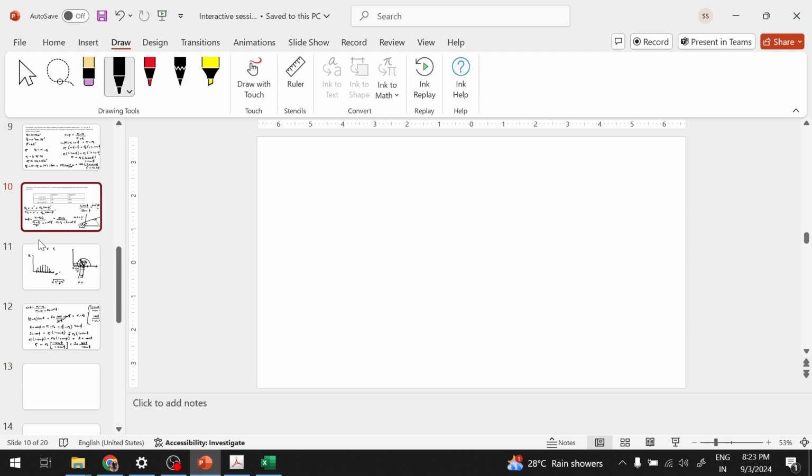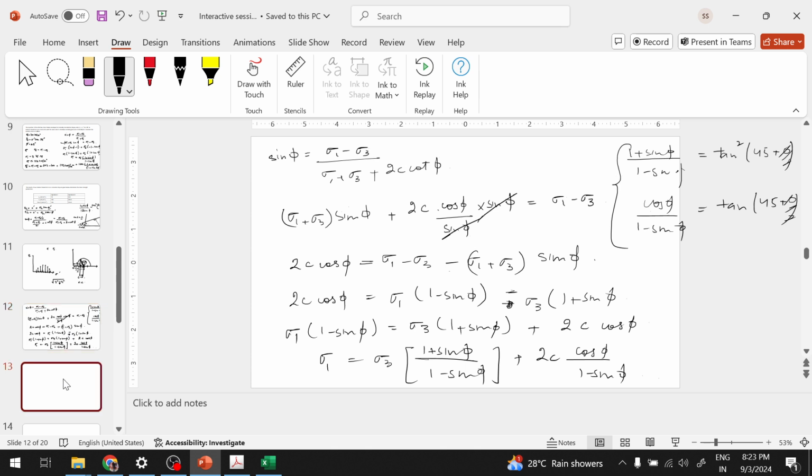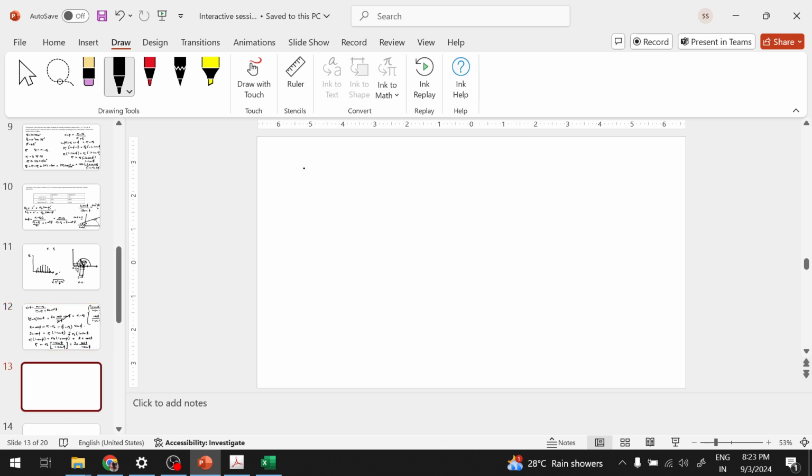And for 1 we have 70 and 200. Then we have 160 and 383.5. So 200 is equivalent to 70 times N phi, let's call that N phi, plus 2c root N phi. And then we have 383.5 equals 160 N phi plus 2c root of N phi.